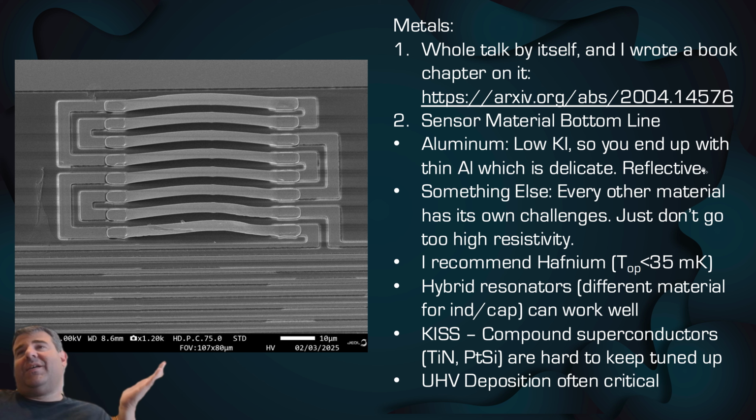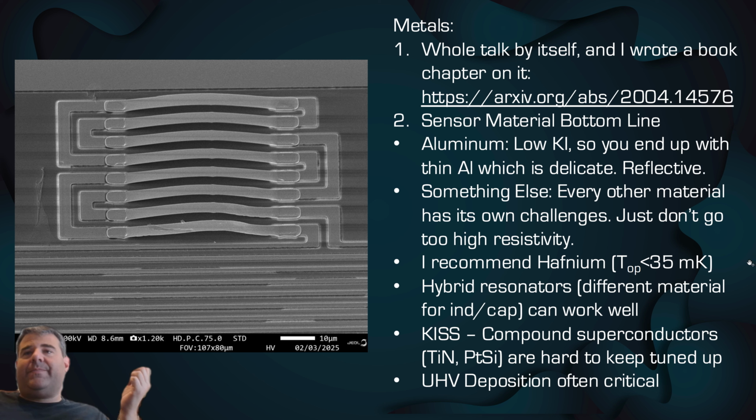It also reflects 93% of the photons that hit it. So aluminum works in some bands, far infrared, some millimeter, but in the optical and UV, where I tend to work, we usually default to something else. But every other material has its own challenges. My advice is to use hafnium as long as you have a dilution refrigerator that can get below 35 millikelvin.